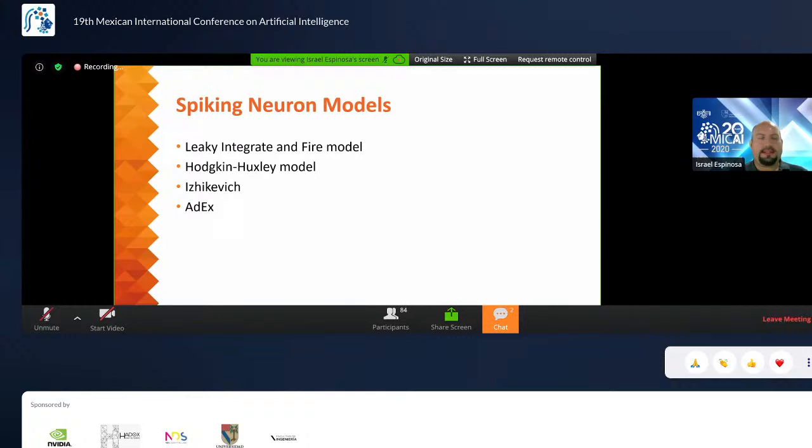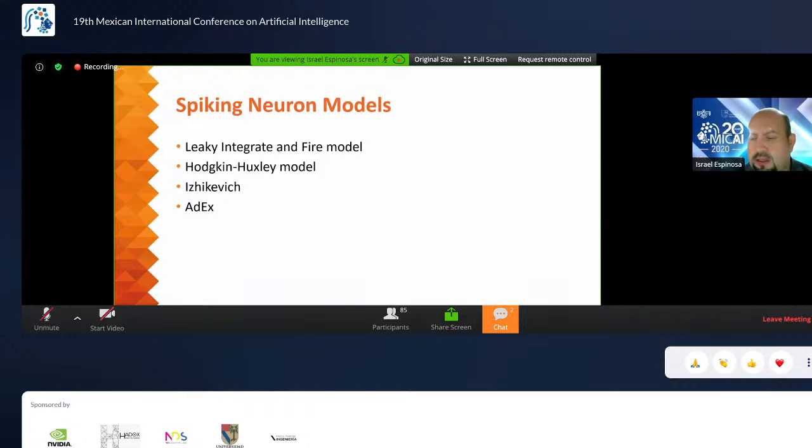So the next topic is related to spiking neurons. I think I'm going a little bit fast, but maybe I can spend more time solving some questions while I am explaining the architectures. But okay, the next topic is spiking neuron models.